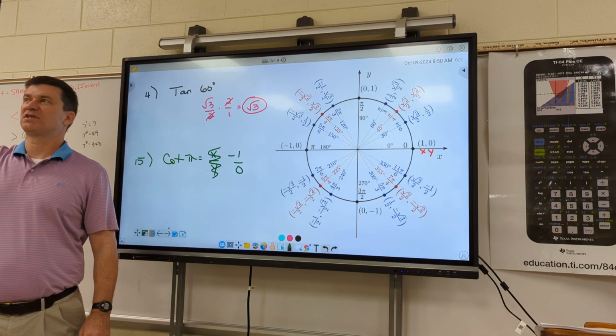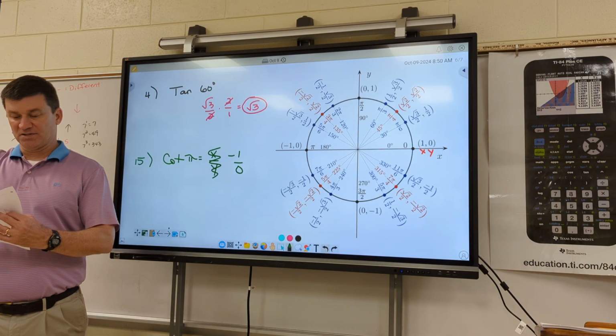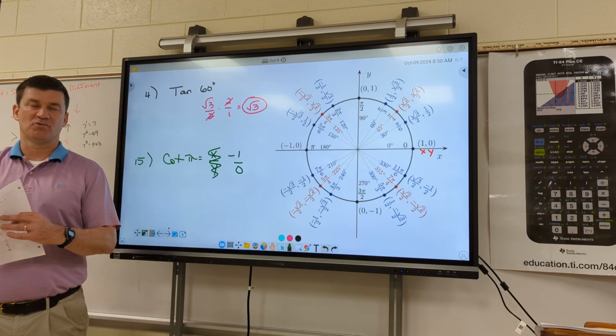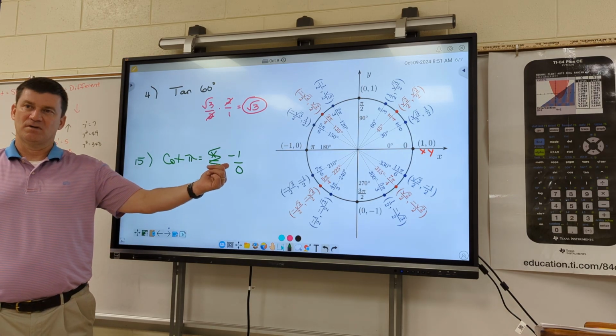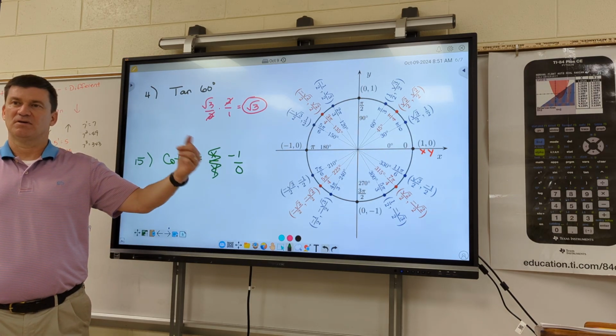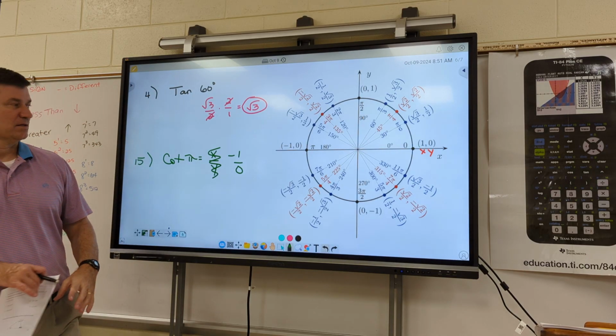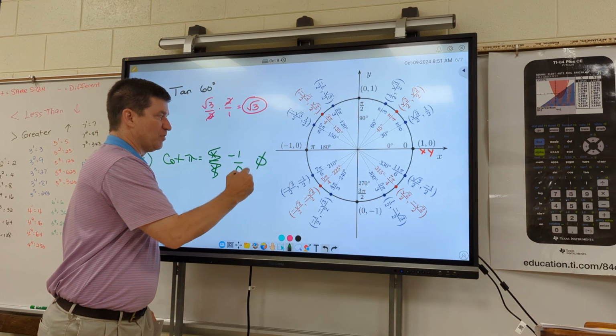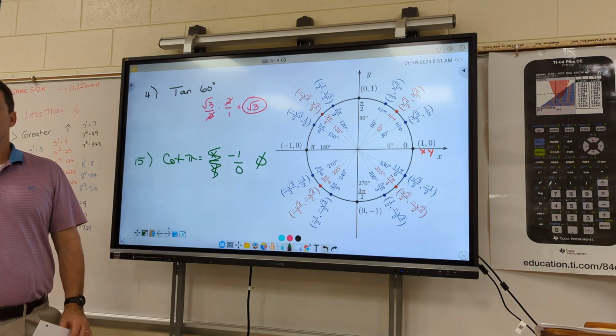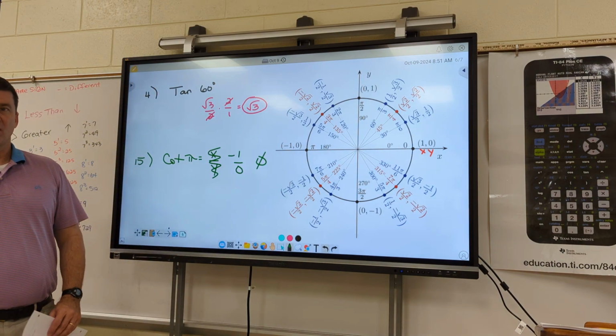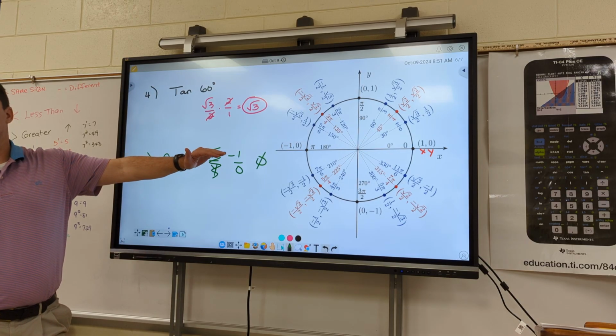Now, if 0 is on the top, like on number 1, we said the answer is 0. What about when 0 is on the bottom? Can't do it. What's your answer? No solution. No solution or undefined, either one you want to write. You can just draw the symbol for no solution if you want to. That's a little quicker. All right, if 0 is below the line, it's undefined.